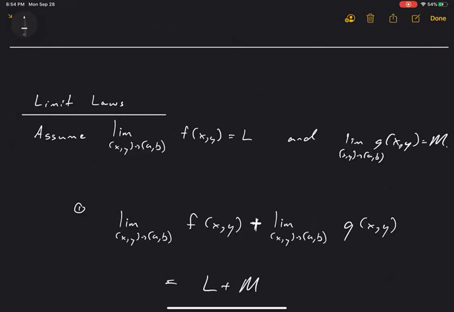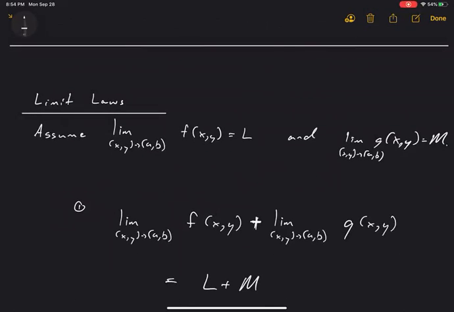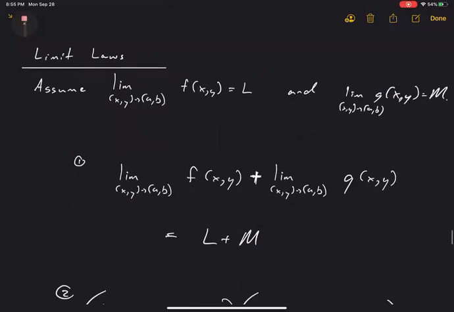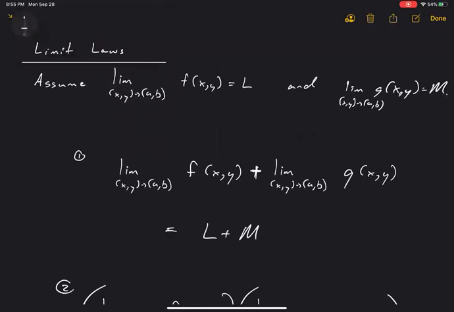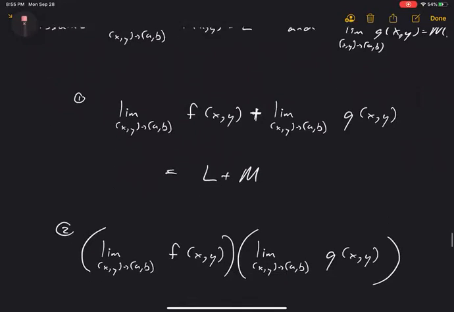Limit laws. Just like when we were in Calc 1 and 2, we had all these rules about how limits worked, right? And we have the same rules for multivariable limits. Let's state from the beginning, let's assume that the limit of f x y as x y approaches a b is equal to L. And then let's say we have this other function g x y, and its limit as x y approaches a b is equal to m.